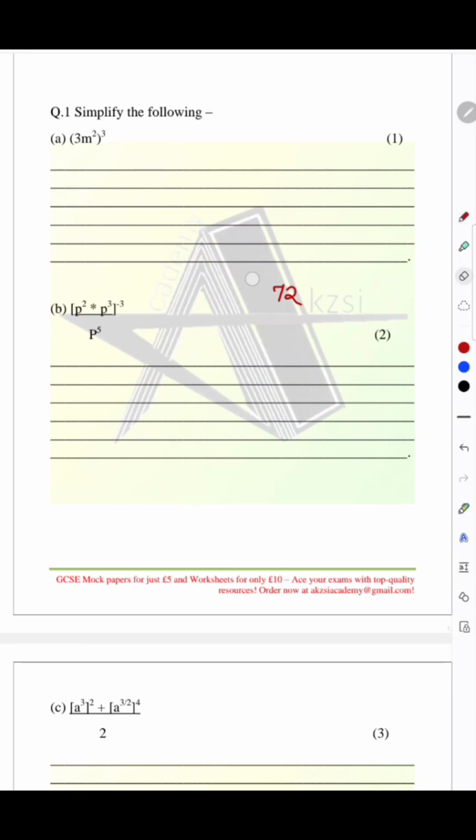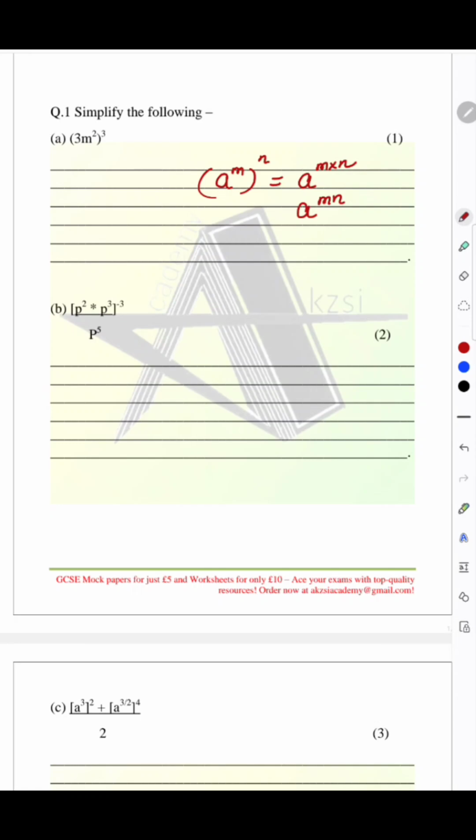Now moving on to the next rule, that's called the power rule. That means if there is a power over another power, that means a to the power of m whole to the power of n, which is like this one actually. This is an example of this rule. So we need to multiply the powers. So this will be a to the power of m times n, which is a to the power of mn.